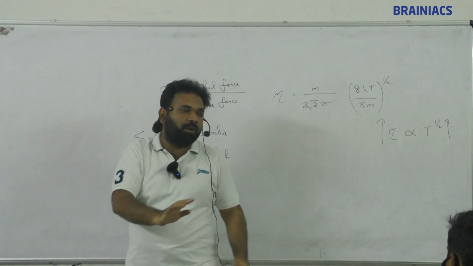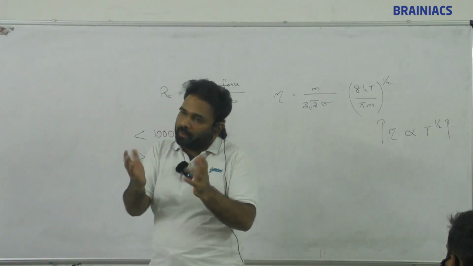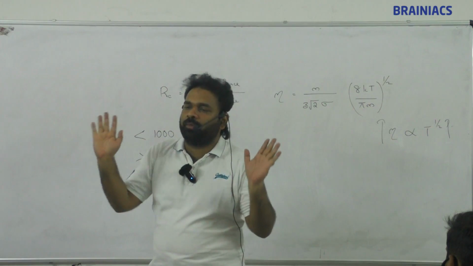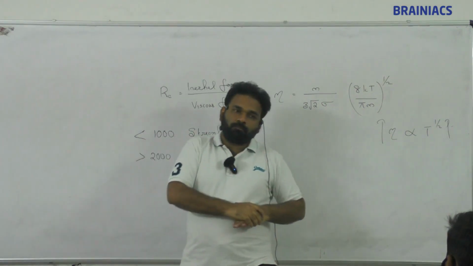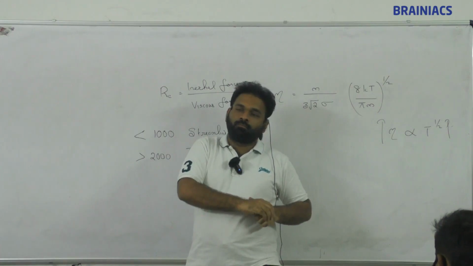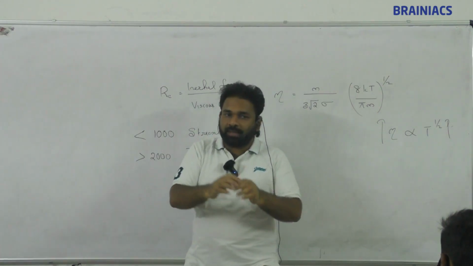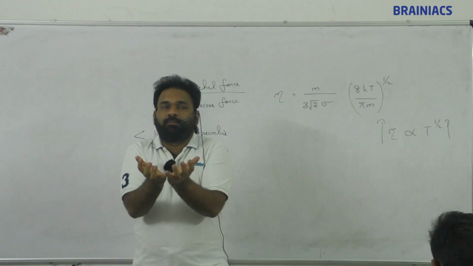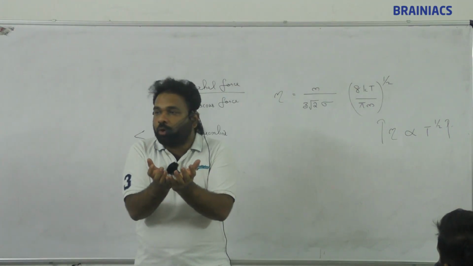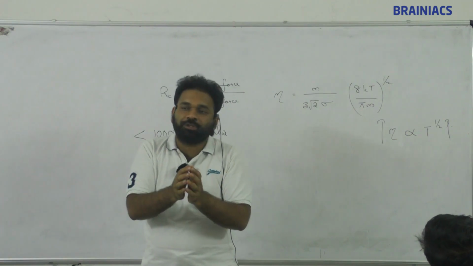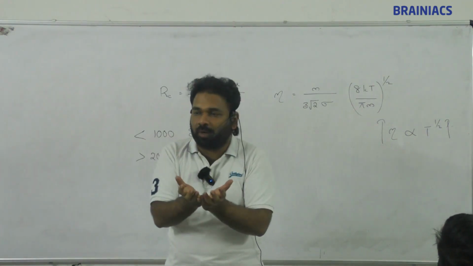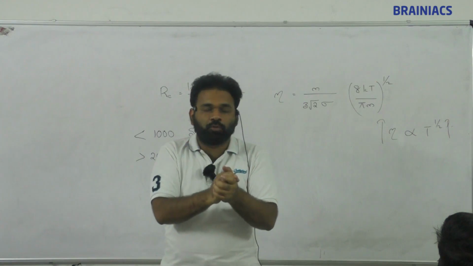If it is a soap bubble, 8 pi T into r1 square minus r2 square. If it is a liquid drop, 4 pi T into r square minus r square. Then what we studied? Excess pressure. Excess pressure inside a liquid drop is what? 2S by r. Excess pressure inside a soap bubble is what? Good, superb.